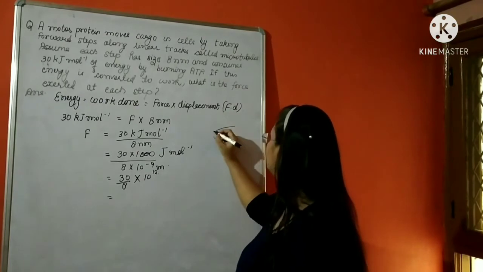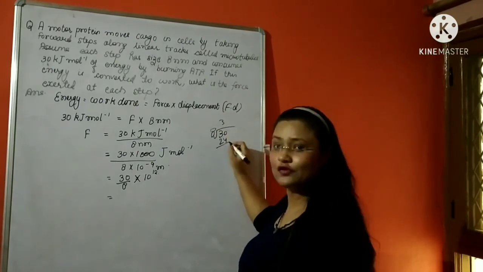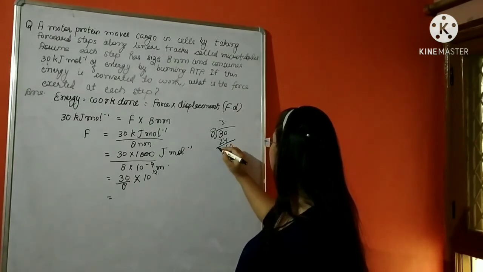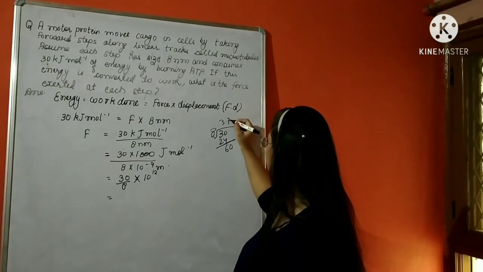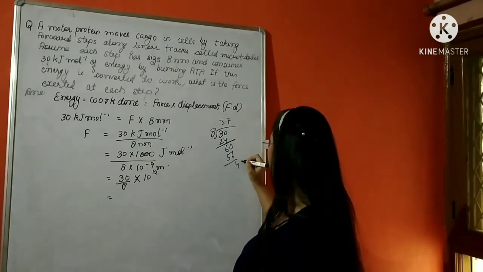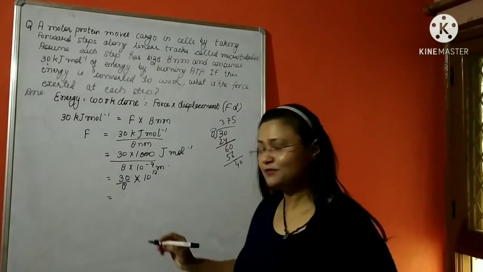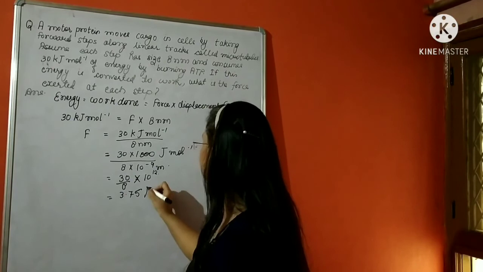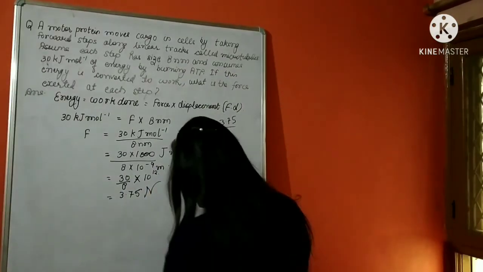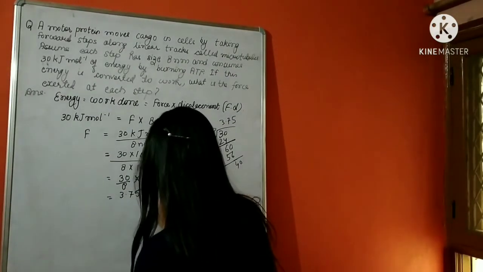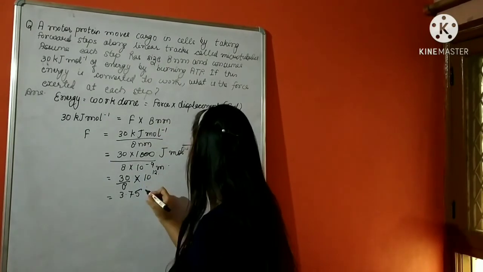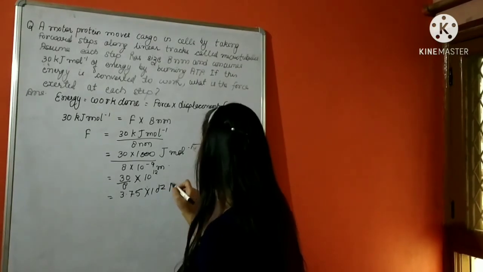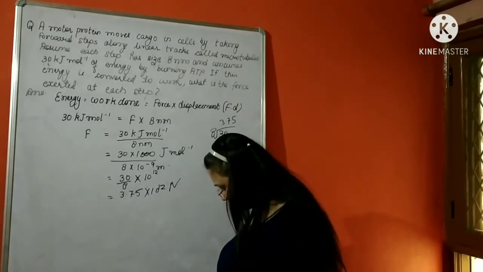So 30, 24, 6.0, 56. So it is 3.75 newtons. Sorry. It will be 3.75 into 10 to the power of 12 newtons.